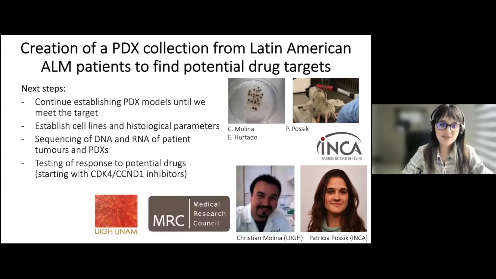So finally, for the next steps of this project, we want to continue establishing these models until we meet our target of 50 models. We also want to establish cell lines and the histological parameters needed to evaluate this. We want to sequence the DNA and RNA, both of the original tumors and the ones that grew in mice, to compare them and see what lesions were maintained and what lesions were lost. And when we have that, then we can start testing the response to potential drugs. And we have some candidates that we want to start testing.